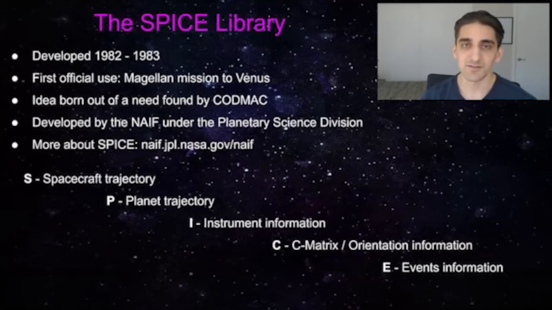SPICE was originally developed in the 80s, and its first use was in the Magellan mission to Venus that occurred between 1989 and 1994. Since then, it's been used in almost every NASA planetary science mission, and it's also used in plenty of other space organizations worldwide. And the cool thing about the SPICE library is that it's available online to anyone for free. It has wrappers in Fortran, C, Java, Python, MATLAB, IDL, and they also offer lessons for SPICE on their website.